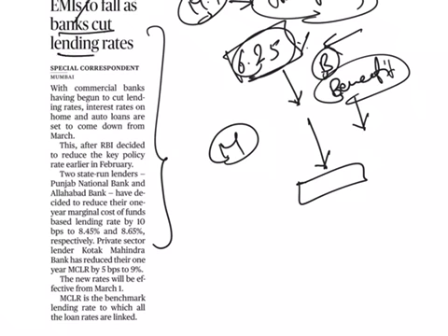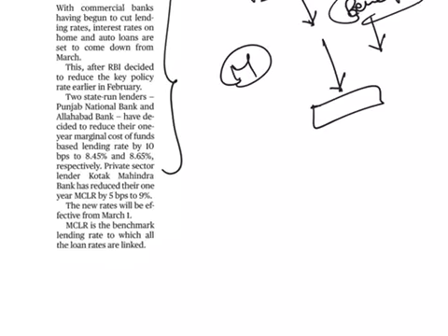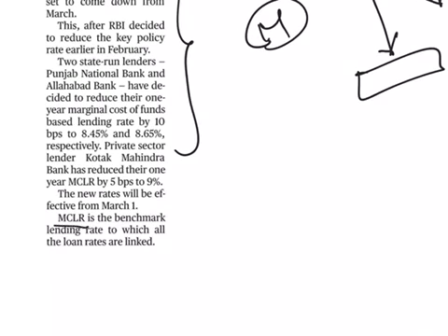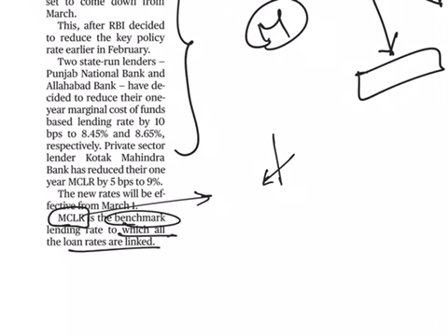Banks were cutting their lending rates. And it is also talking about a concept known as MCLR. MCLR is the rate below which the banks will not lend to their customers, and it is the benchmark lending rate to which all the loan rates were linked.